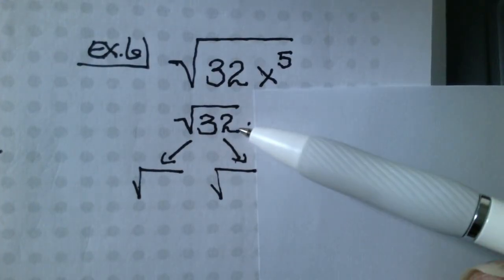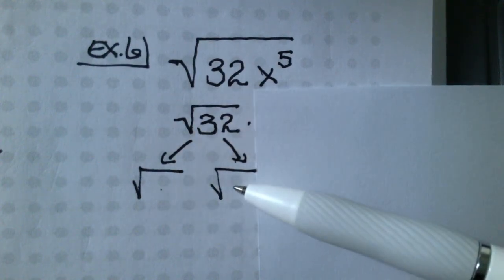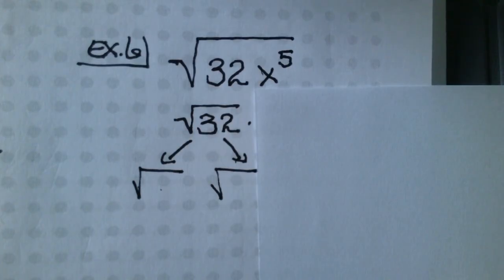So for 32, what would be a perfect prime combination? What do you think? What gives me 32 through multiplication?